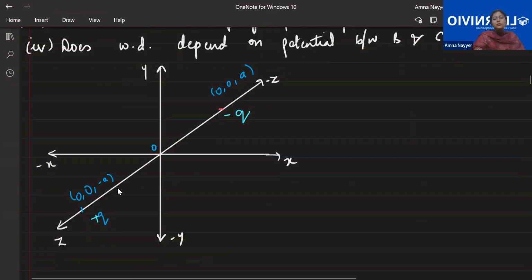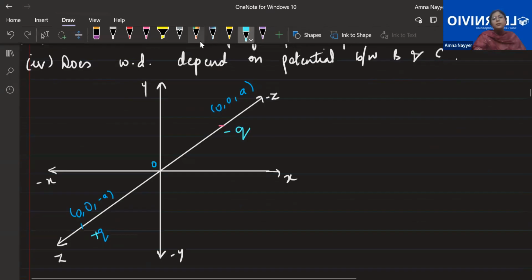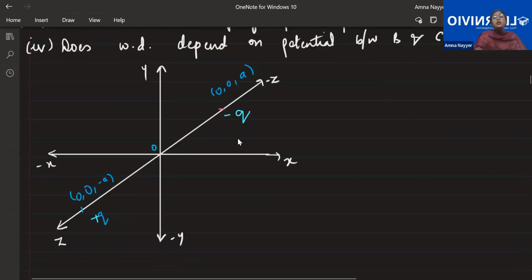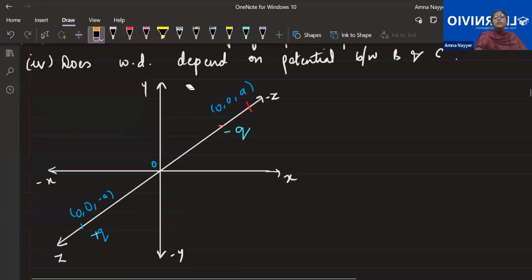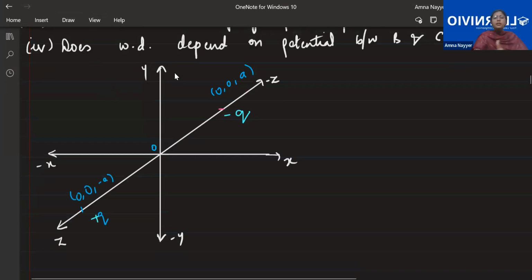And this is minus Q. Now, locating the point A, (0, 0, z), means somewhere here. Positive z is here. So (0, 0, z) means towards the Z-axis and z units from the origin towards the positive side. So somewhere here you will have the point A, which is (0, 0, z).